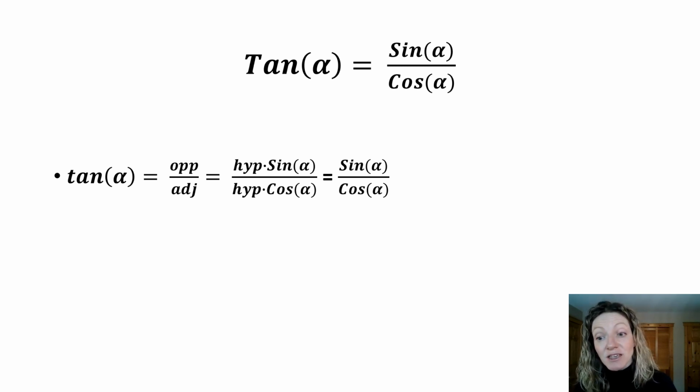Sine is the opposite side over hypotenuse. Cosine is the adjacent side over hypotenuse. So we're all good.